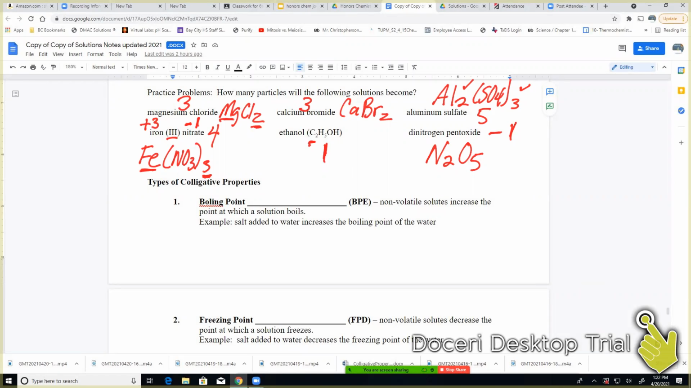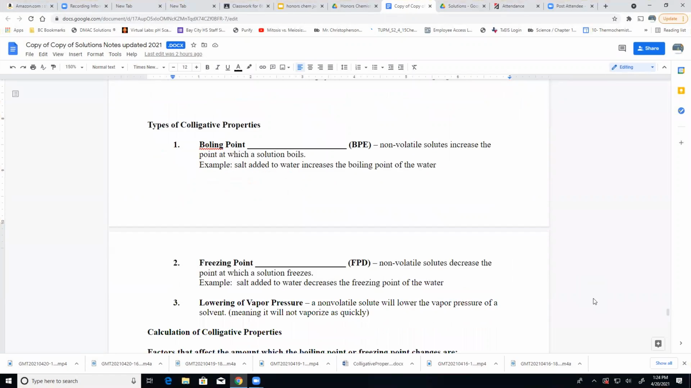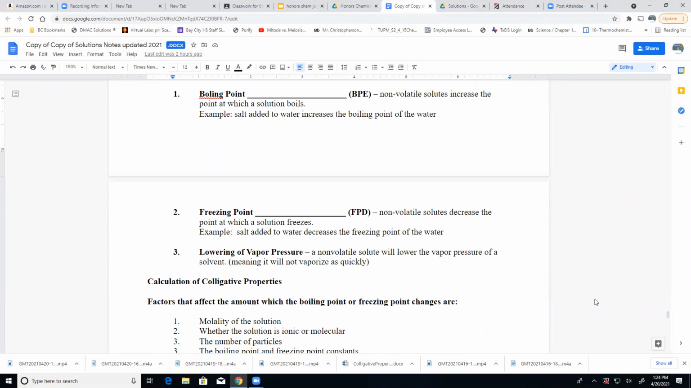So there are more colligative properties that we are going to look at today. We're kind of looking at the main ones: boiling point elevation and freezing point depression. Those are the big ones, and those are the ones that we will work problems with.